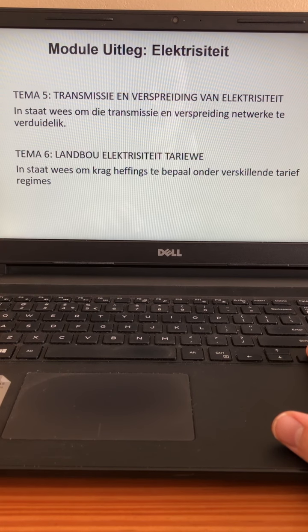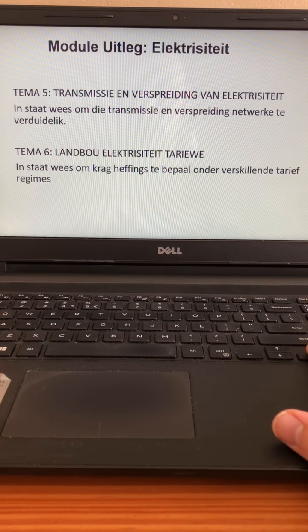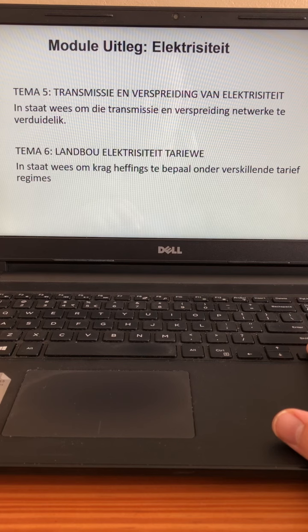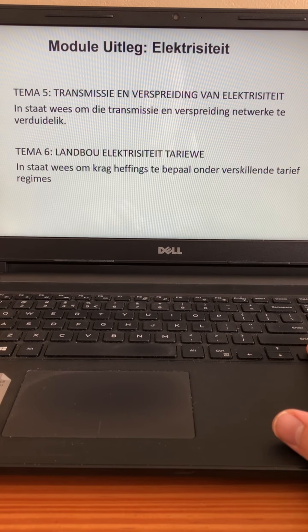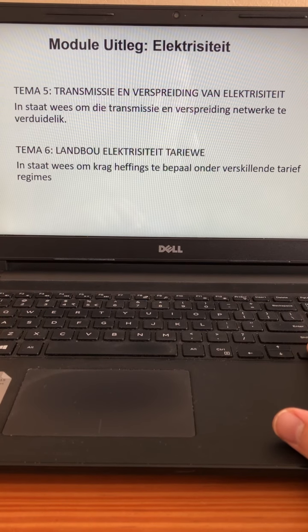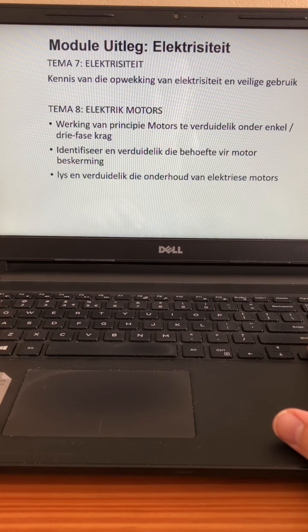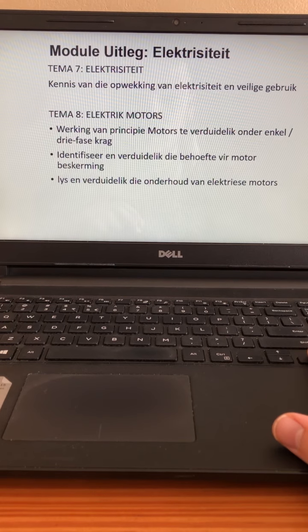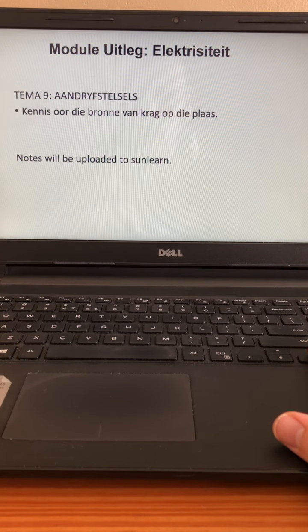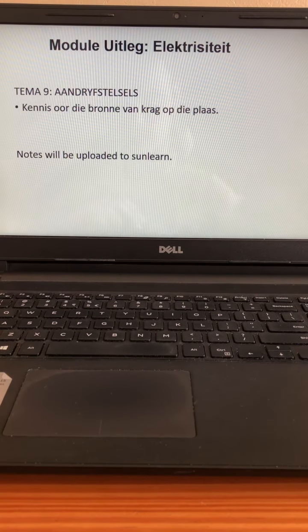And then the last part, and this is only for the BAgric students in 243, we are going to look at electricity and then different tariffs for electricity. And lastly, electricity and electric motors. And that is it for this introduction.